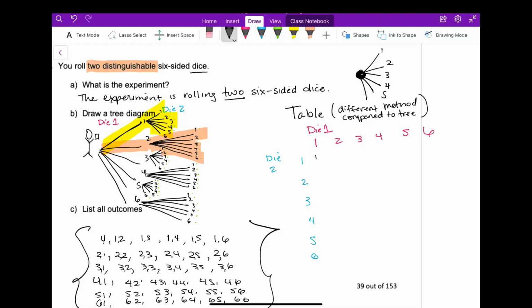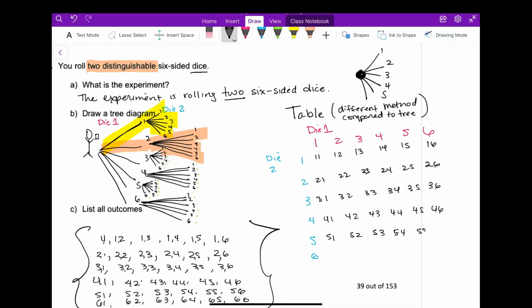So here we pair them. See, I have 1, 1, 1, 2, 1, 3, 1, 4, 1, 5, 1, 6, and so on. You're going to see exactly the same thing we see in our outcomes. Yay. So the table is a comparable method to the tree diagram. This does not list your outcomes. So if the question was to list your outcomes, this is not an acceptable picture. You still have to go with the list of outcomes this way with a set.